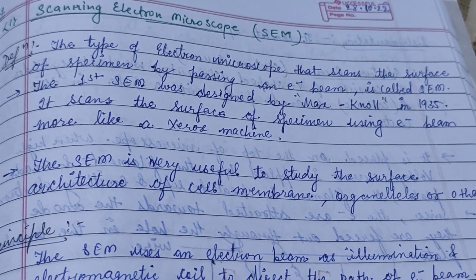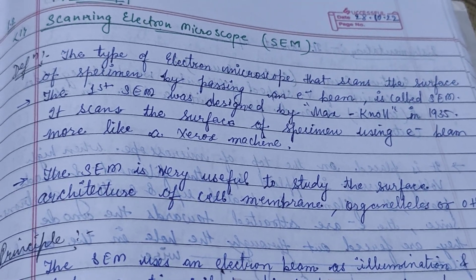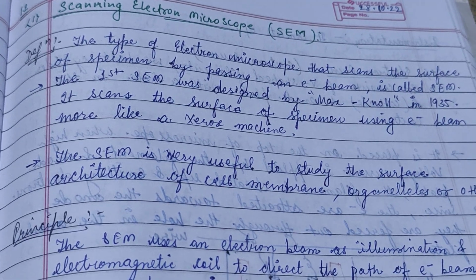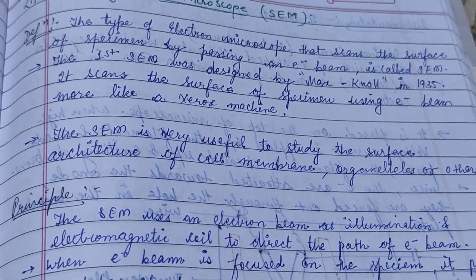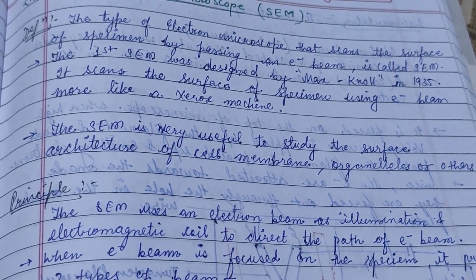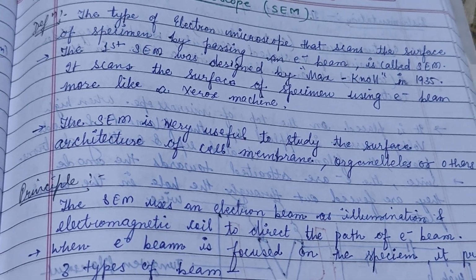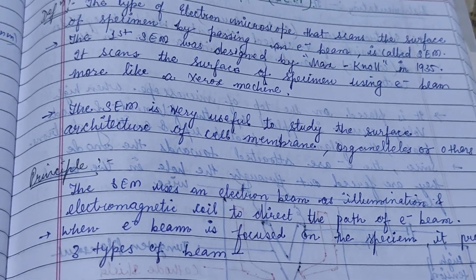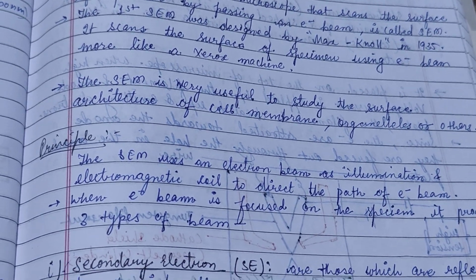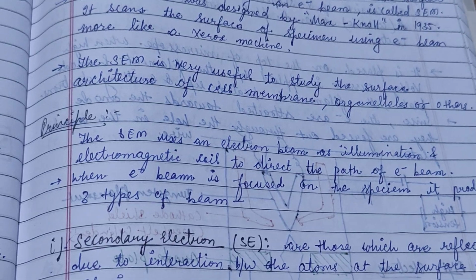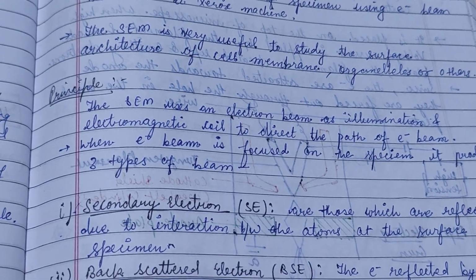Hello friends, through this video we'll discuss scanning electron microscopes, their definition, principles and procedures, applications and instrumentation. The type of electron microscope that scans the surface of the specimen by passing an electron beam is called a scanning electron microscope, also known as the SEM, and it was designed by Max Knoll in 1935.